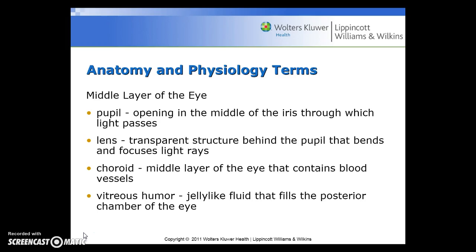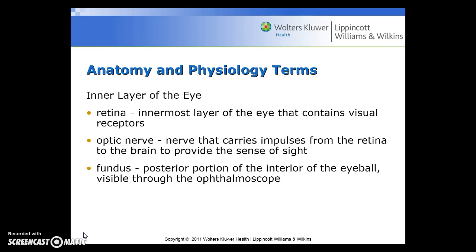The lens, which is the transparent structure behind the pupil that bends and focuses light rays. The choroid, which is the middle layer of the eye that contains blood vessels. The vitreous humor, which is the jelly-like fluid that fills the posterior chamber of the eye.